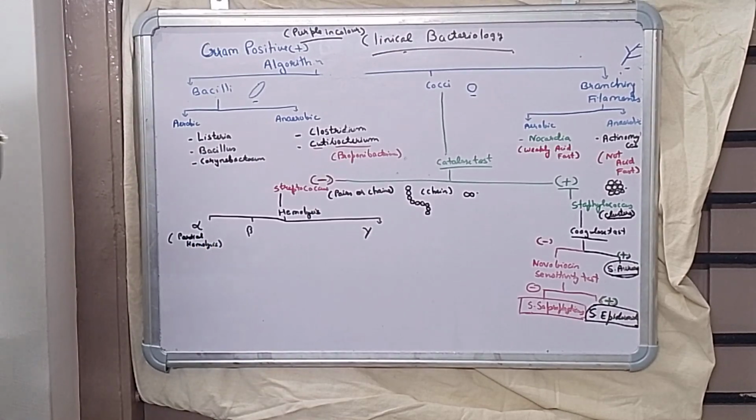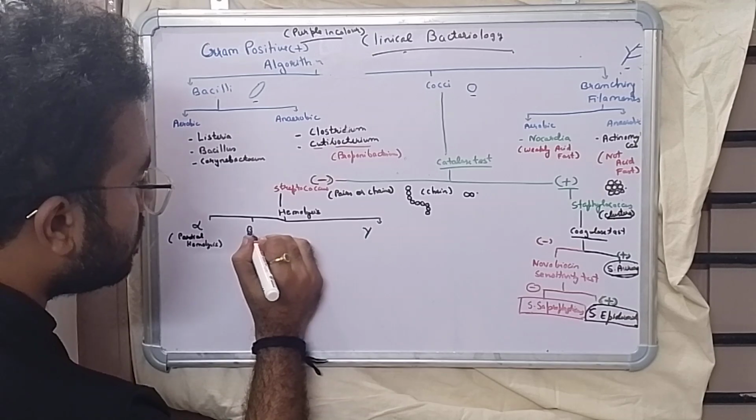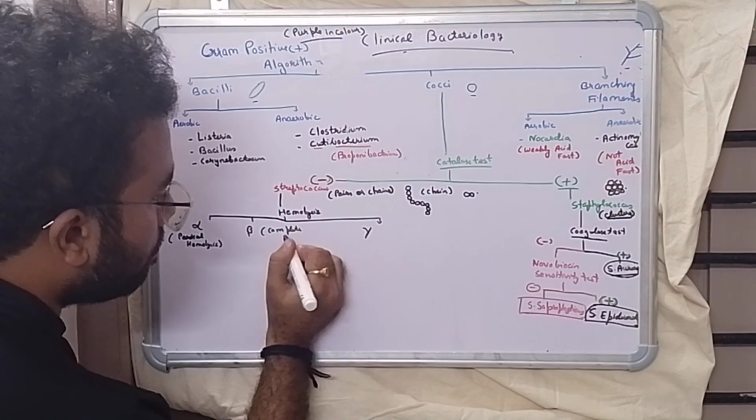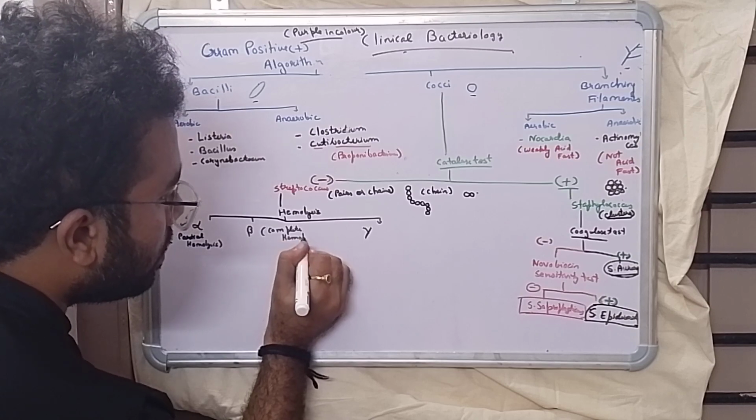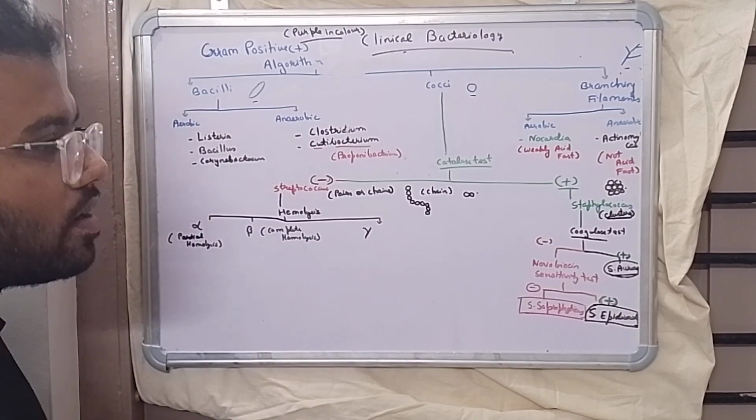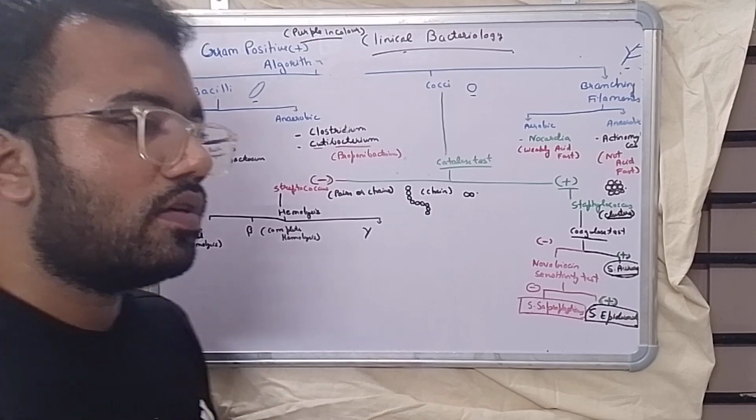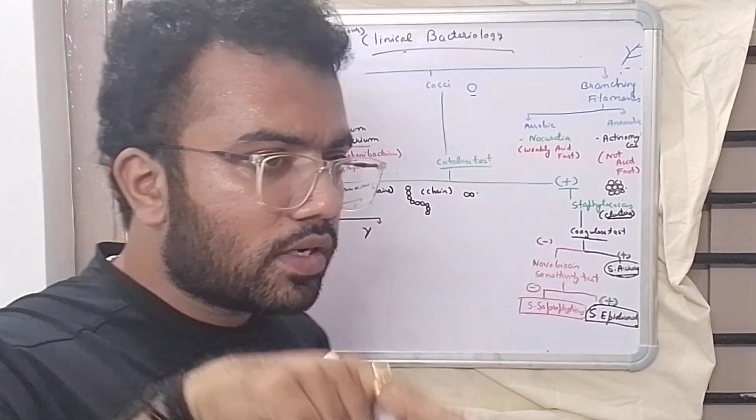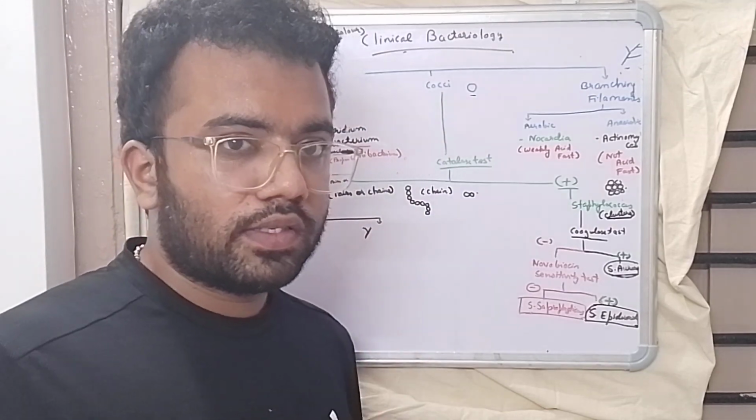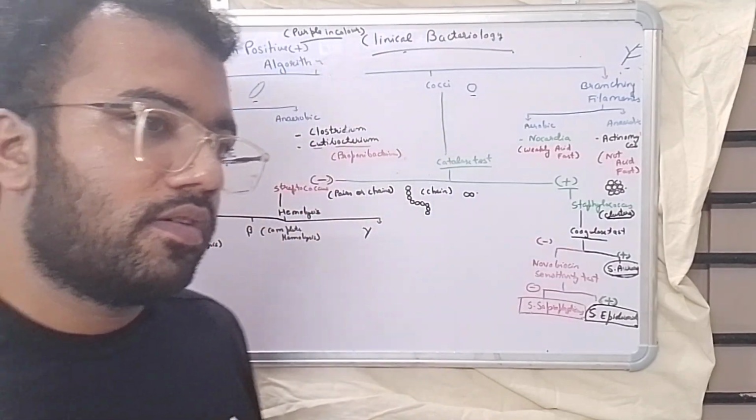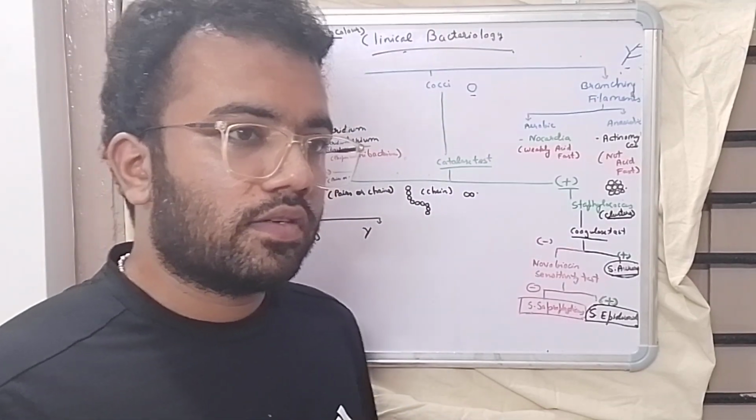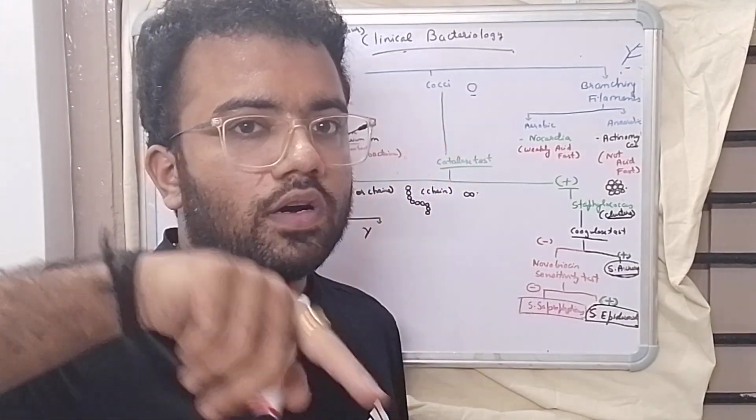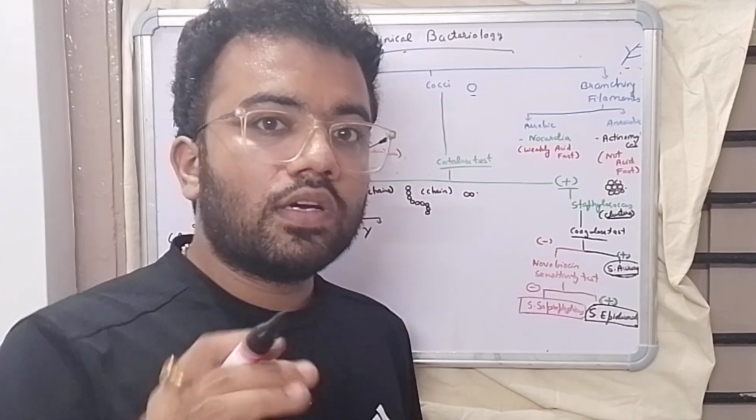Okay, beta hemolysis means complete hemolysis. Bacteria will denature or break the hemoglobin around their colonies completely. So you will see the clear halo of it. Understanding? Where the agar is growing the bacteria, you will see the complete hemolysis around its colony. So you will see a clear halo.